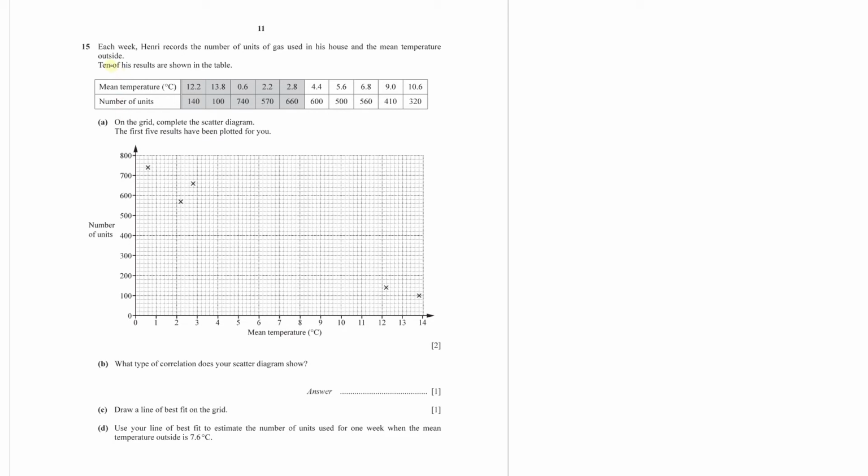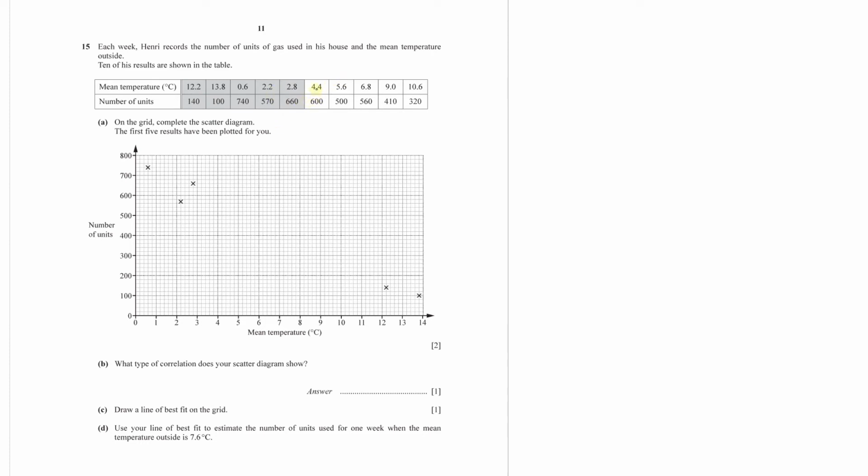Question number 15 is, each week Henry records the number of units of gas used in his house and the mean temperature outside. 10 of his results are shown in the table. On the grid below, complete the scatter diagram. The first 5 results have been plotted for you. So this is 12.2 degrees Celsius and the consumption is 140. So these 5 points that are shaded in gray have already been plotted. So we have to plot the rest of the 5.